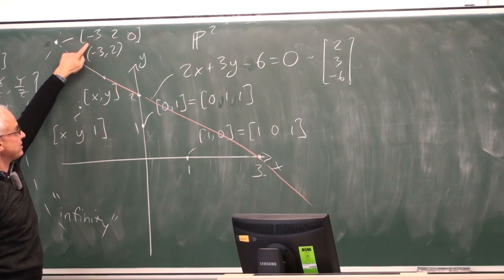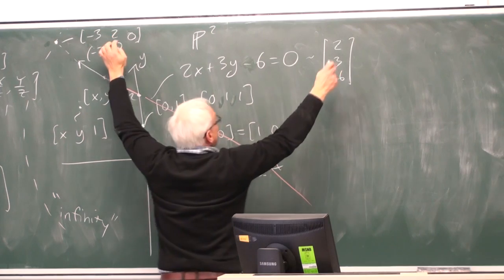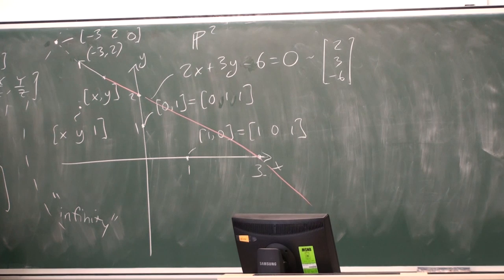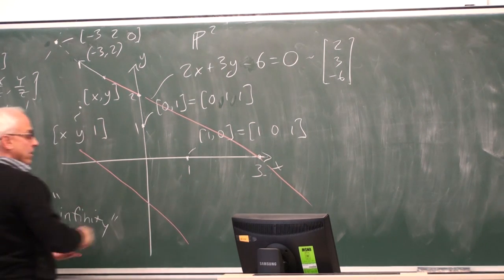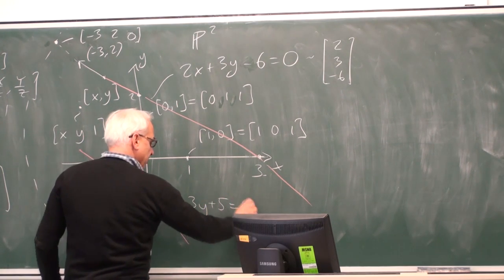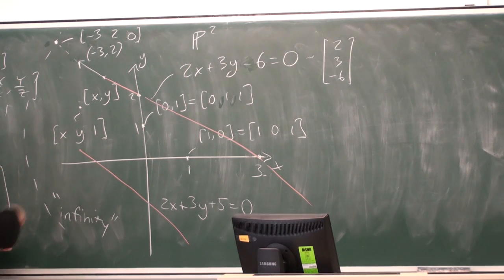How do we know that this line passes through that point? We just take the product of these two things. Minus 3 times 2, plus 2 times 3, plus 0 times minus 6, that's 0. Therefore, this line does pass through that point. Notice that any other line which is parallel to this one, for example, maybe 2x plus 3y plus 5 equals 0 or something like that, that's going to be parallel to this one. It will also pass through that same point at infinity. All parallel lines pass through the single point at infinity.